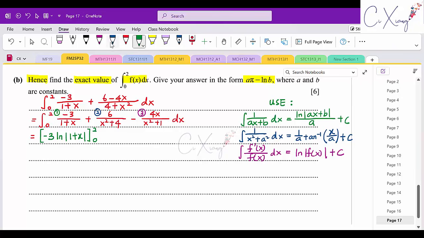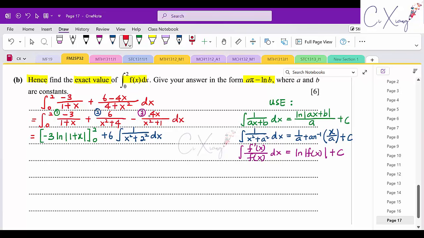Then let's have a look at the second term. For the second term here, I want to make it a 6. Then integrate 1 over x squared plus 2 squared. 4 can be written as 2 squared because in my pattern here, the general formula is 1 over x squared plus a squared. So my a here is a 2. Alright, so I will integrate it in the next step.